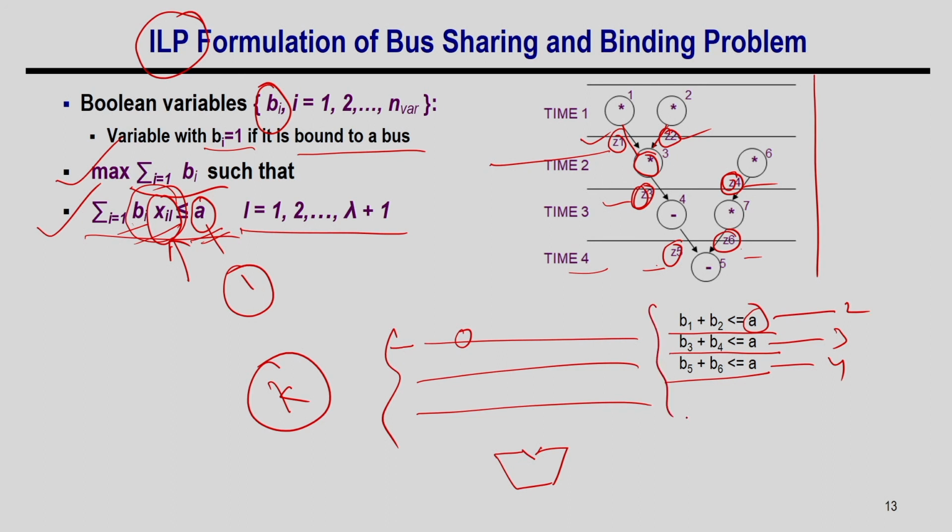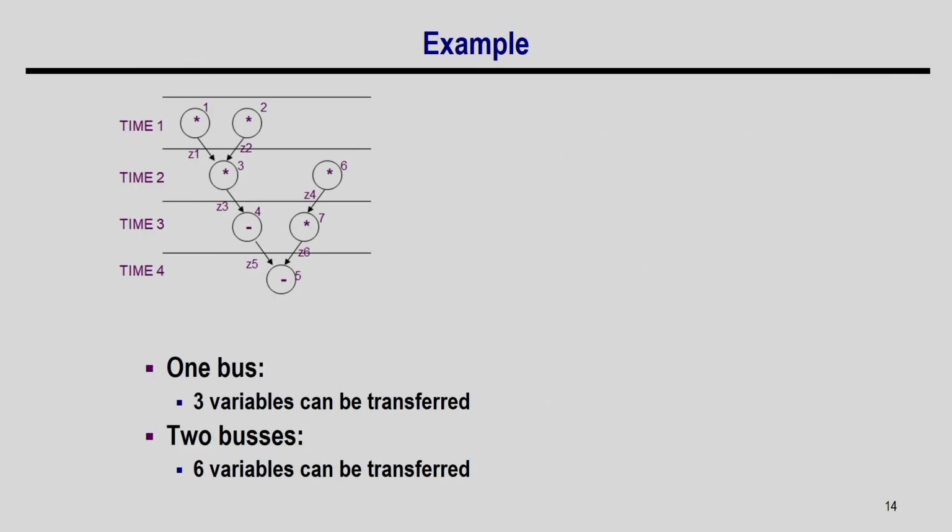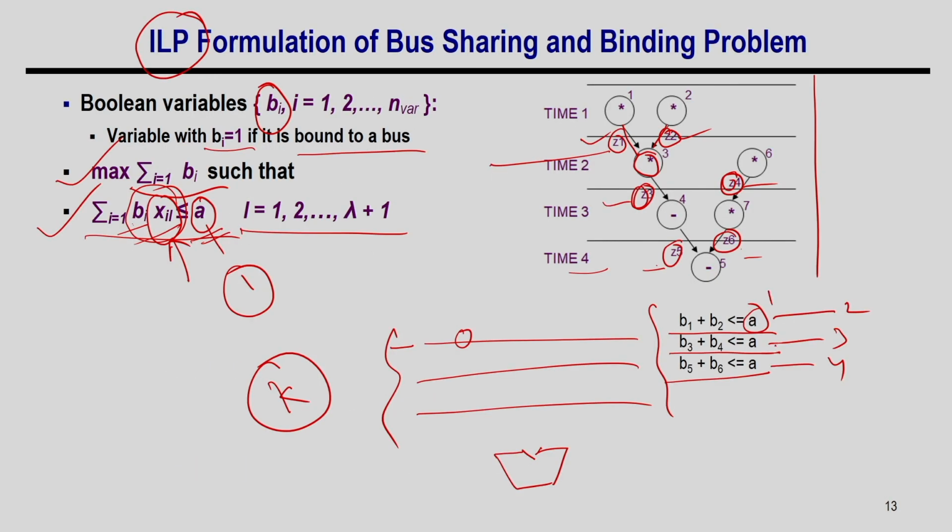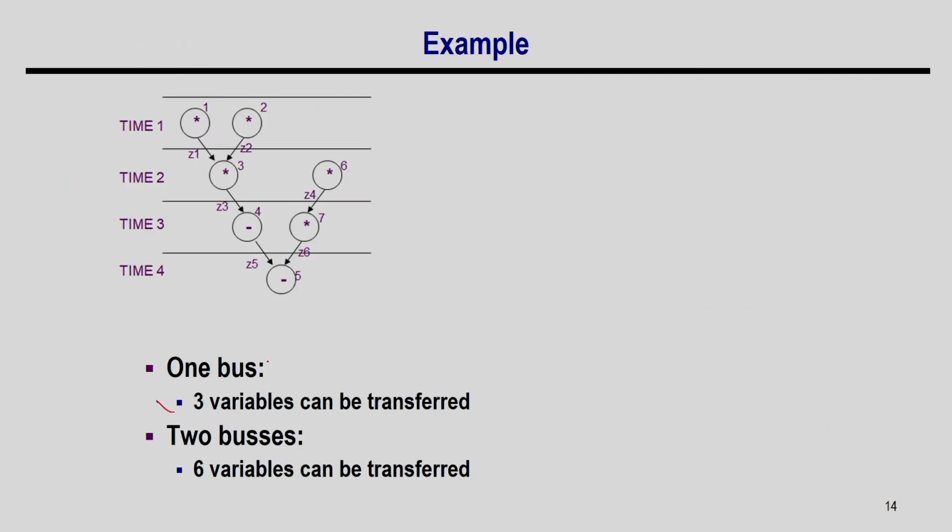So, for every timestamp we will have such a constraint. And now, if we set this value A equal to 1, then we have only one bus. So, in every timestamp you can transfer only one data. Then a maximum of 3 variables can be transferred.